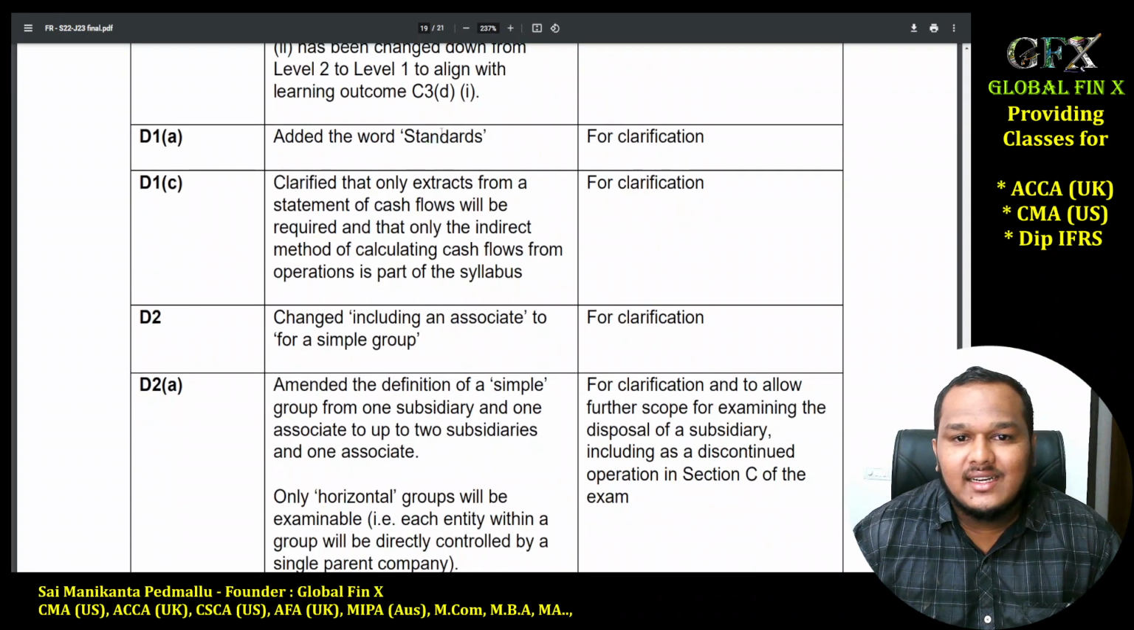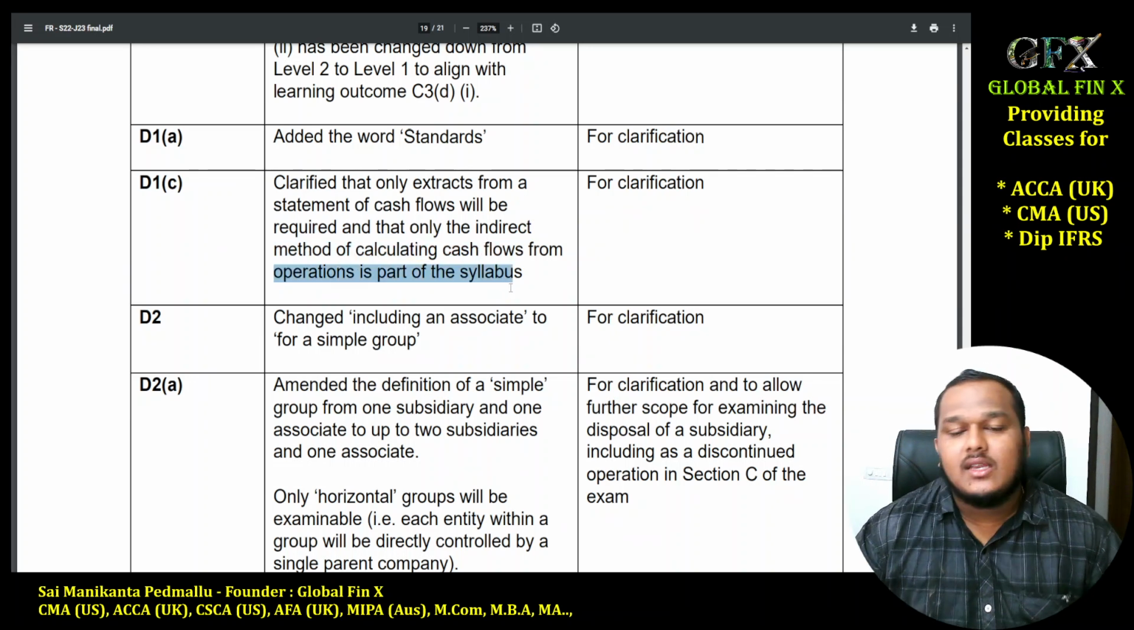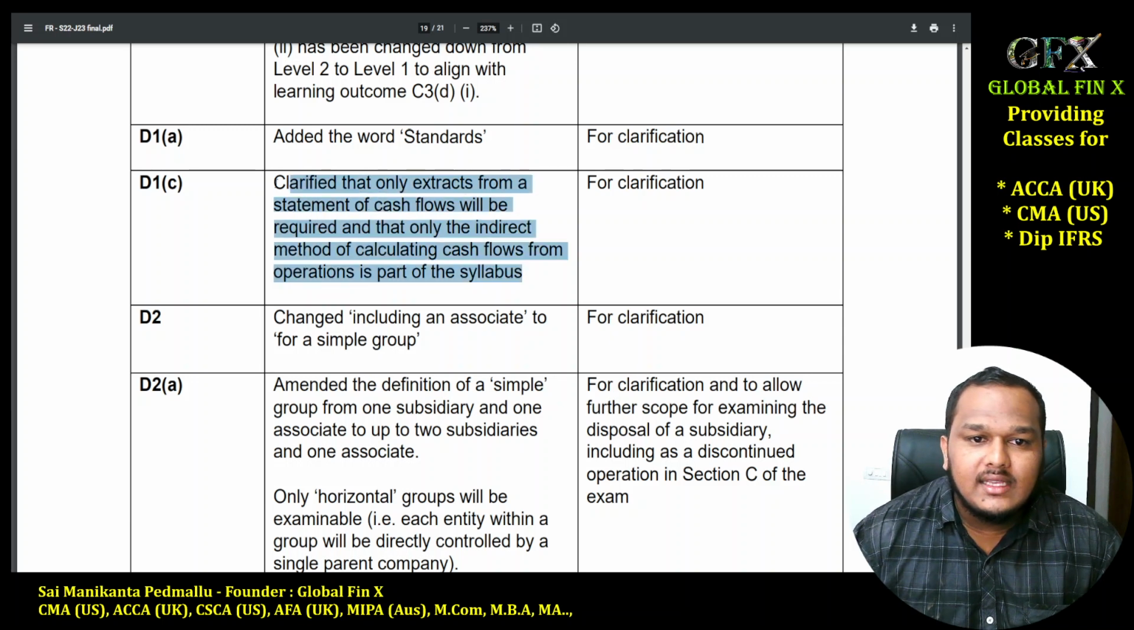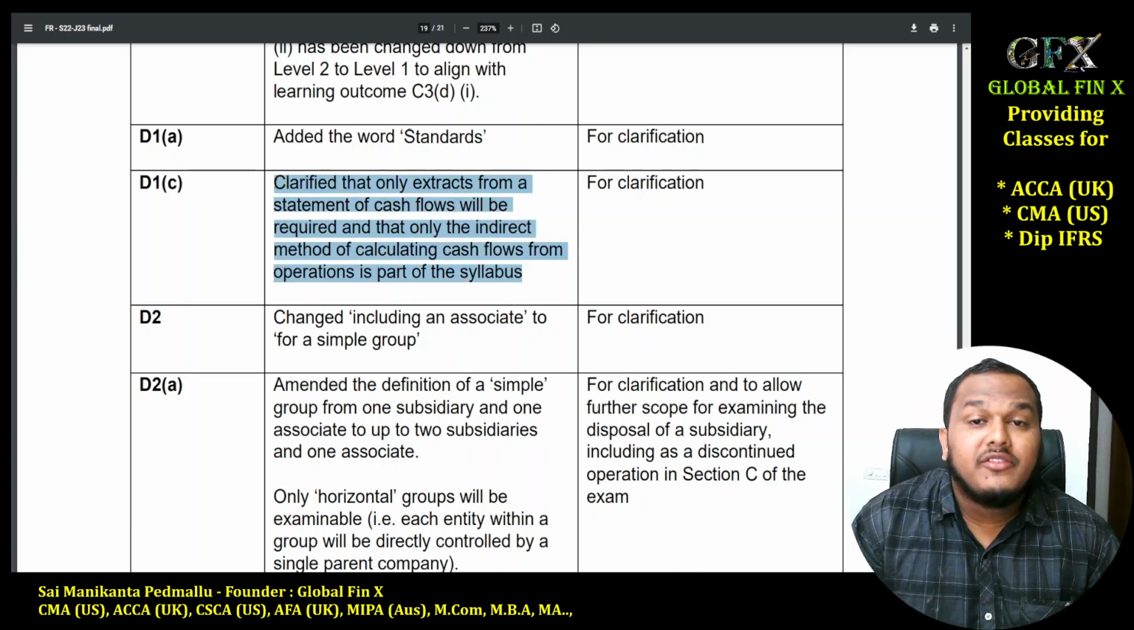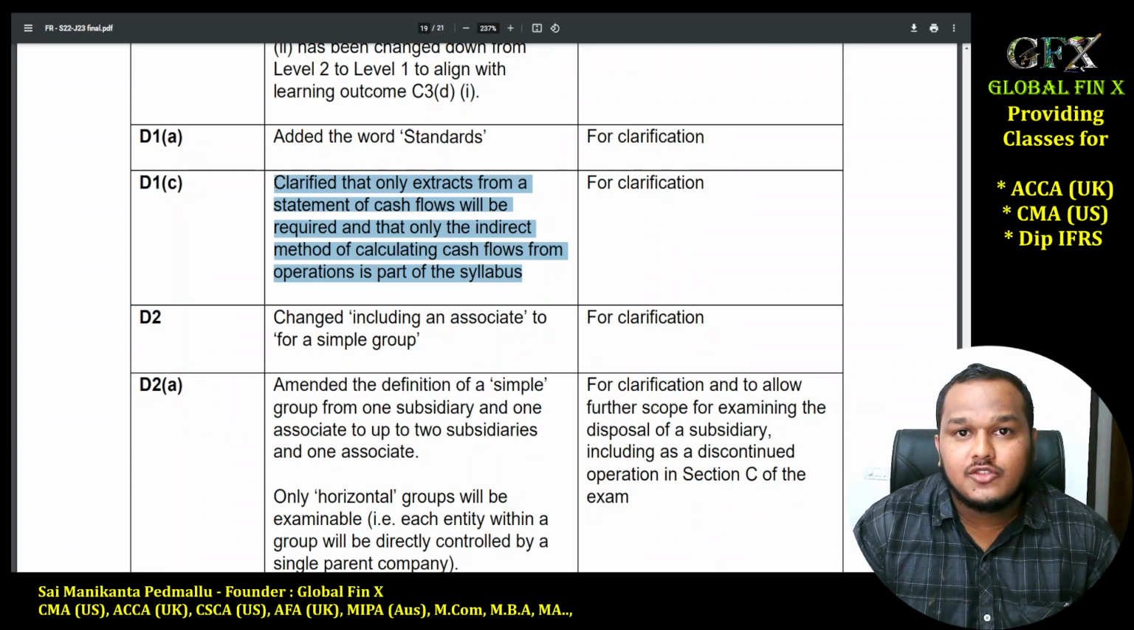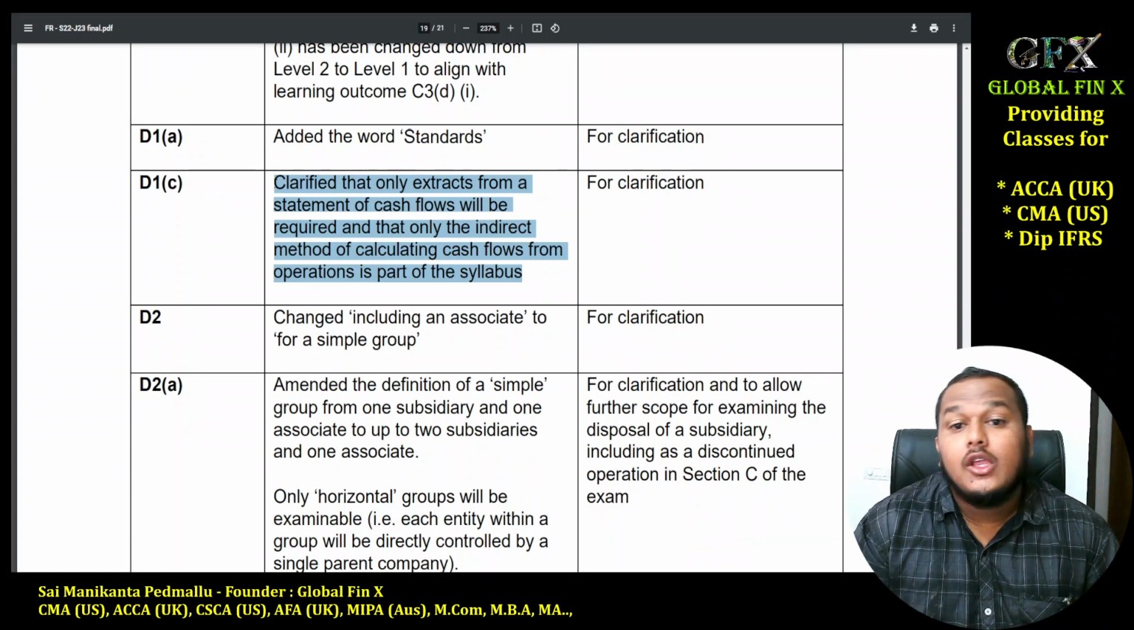Then the word standard has been added for clarification. Clarified that only extracts from a statement of cash flow will be required and that only the indirect method of cash flows from operating is part of the syllabus. So this is a key change for you guys. In the cash flow statement, we learned that for cash flows from operating activities, you have two methods, direct method and indirect method.